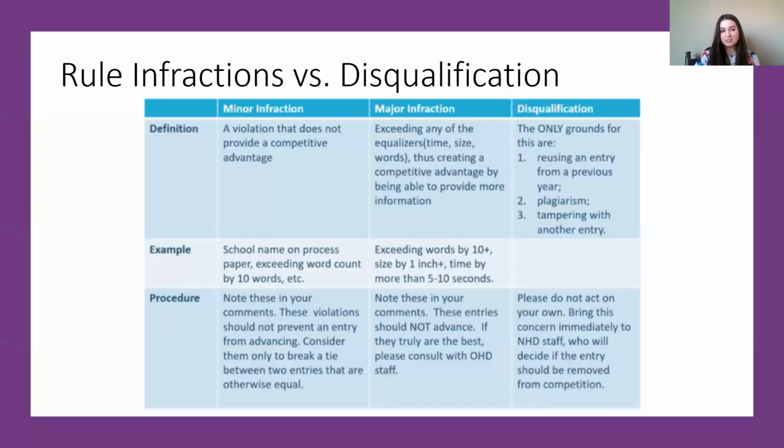Something we get a lot of questions about is rule infractions versus rule disqualifications. It's really important to note that the only grounds for disqualification are really three things. One, reusing an entry from a previous year. Two, plagiarism. Three, tampering with another entry. If you see any of these things and you aren't totally sure about the process of disqualifying, or if you should, or what that looks like, please come find me on site.